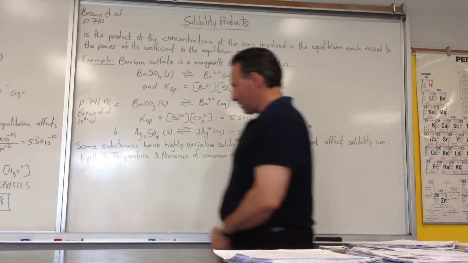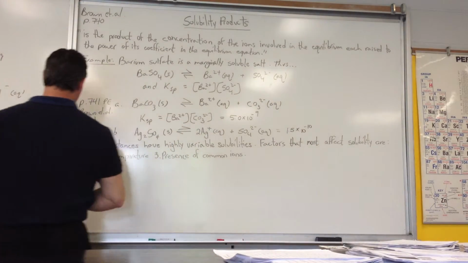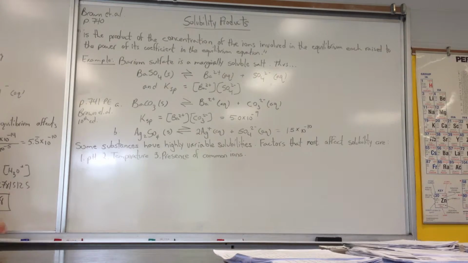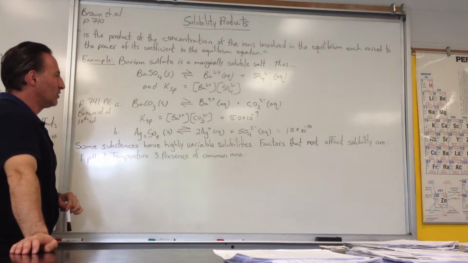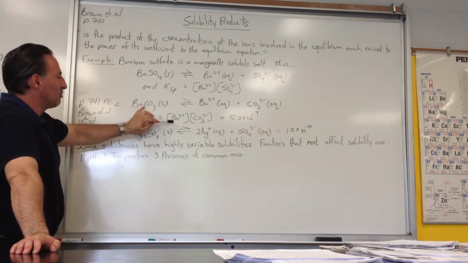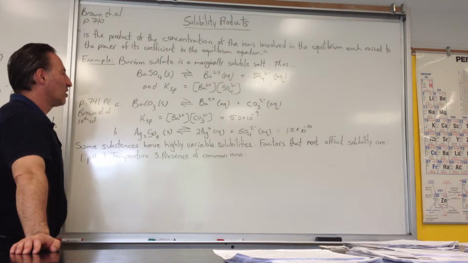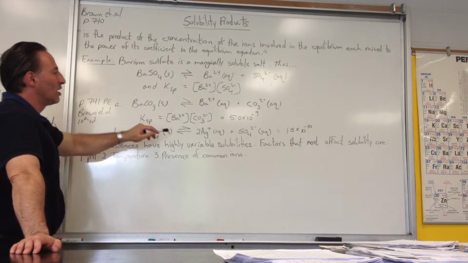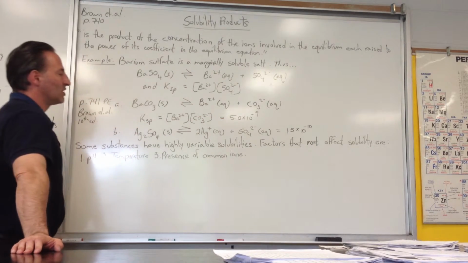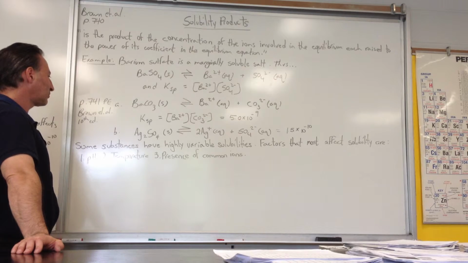In practice, example 700 on page 741 from the textbook, barium carbonate undergoes dissociation, and its KSP is given by the concentration of barium ions times the concentration of carbonate anions. And when you multiply those two concentrations together, you get the number 5.0 times 10 to the minus 9.